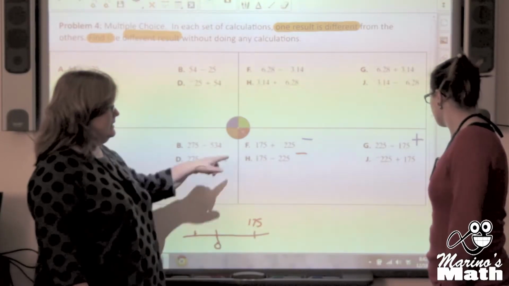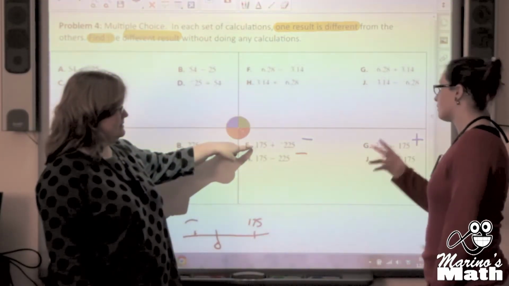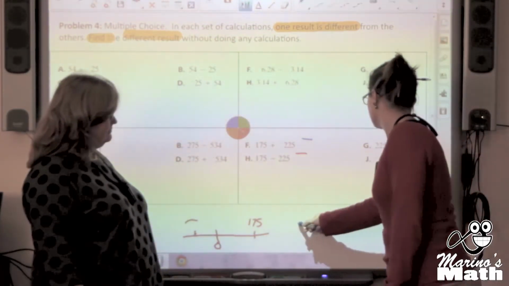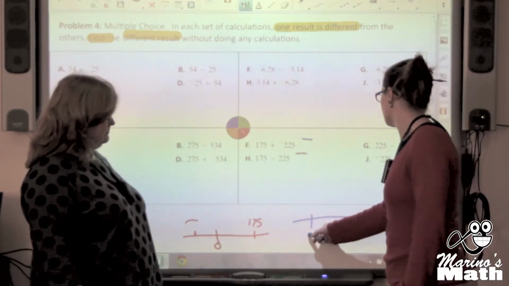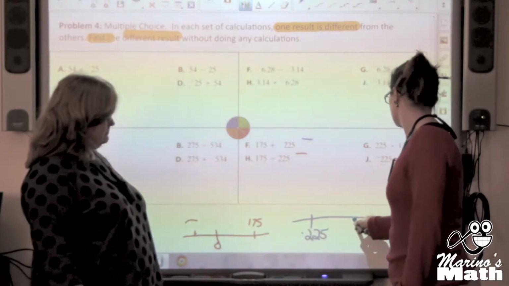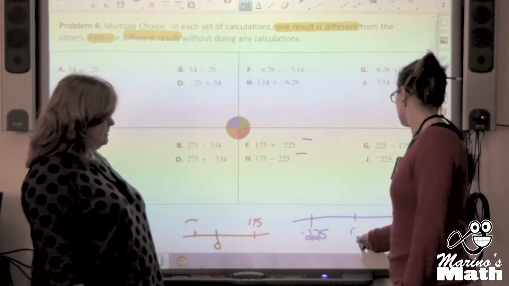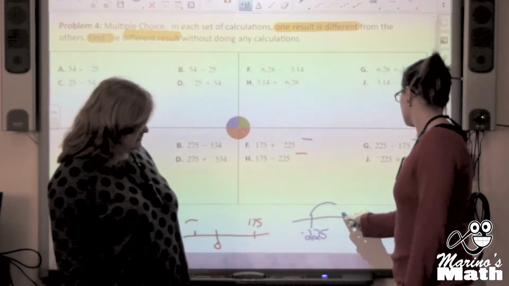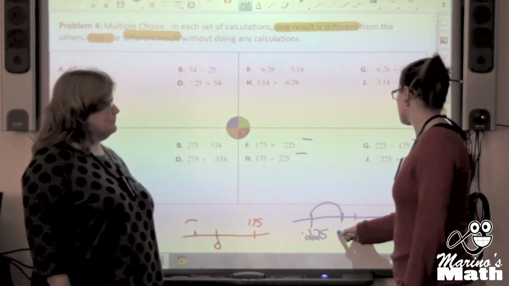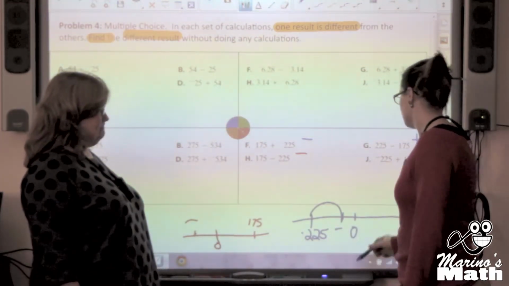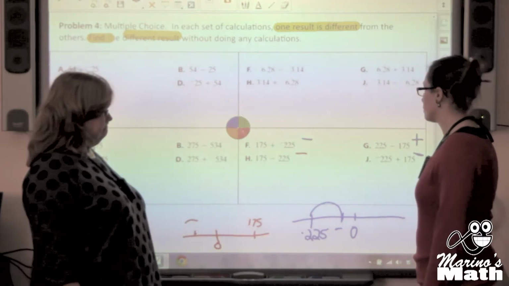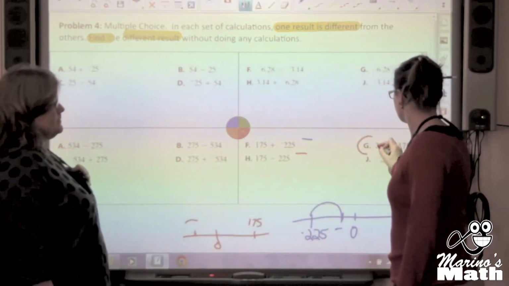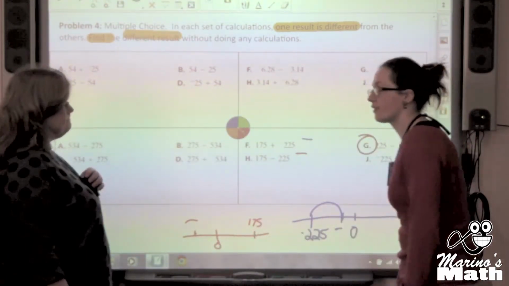And the last one, this is exactly like this one but flipped around, right? We have a negative, which you can do in addition. So again, if we're on the number line, we're at negative 225. There is 0. The 175 is not going to take us past 0. It will take us somewhere before 0, which means we're still on the negative side of the number line, and therefore our result that is different would be G, because it's the one that gave us a positive answer.